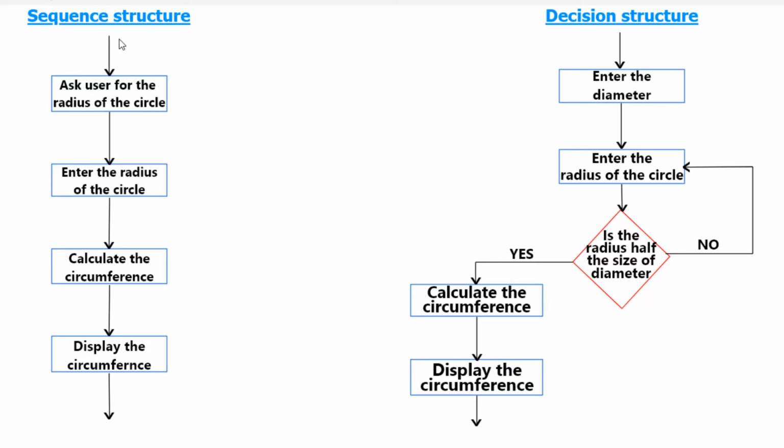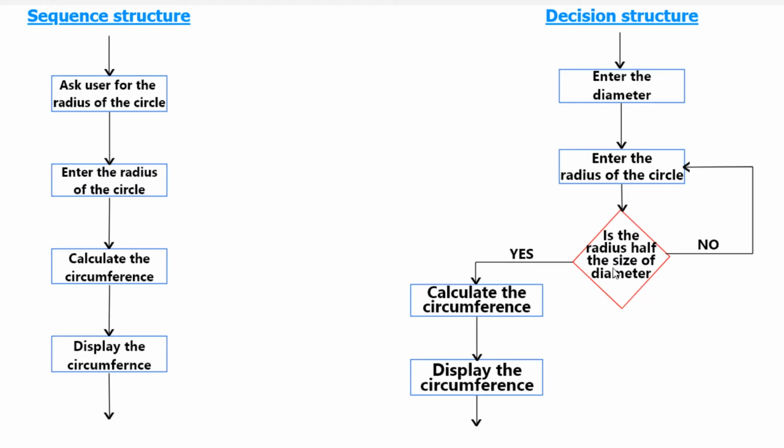In the sequence structure, we see that the steps for our program follow each other from top to bottom, but in the decision structure, the steps either follow each other or branch into other steps. Let me explain the decision steps further. In this structure, the user is first asked to enter the diameter and does that. Then the user is asked to enter the radius and does exactly that. Now we come to the diamond shape here.